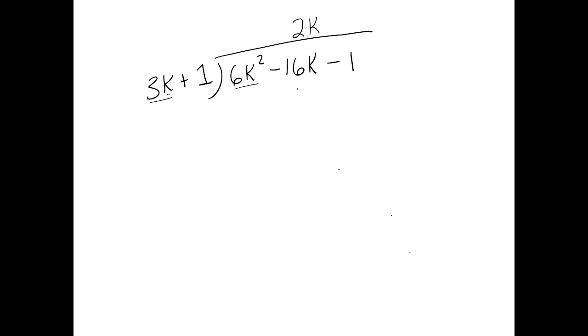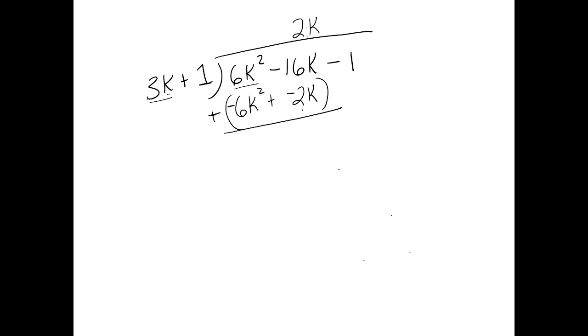So 2k times 1 is 2k. 2k times 3k would be 6k squared. Now I want to subtract that polynomial from the first part of my problem. Remember that when we put the subtract sign, that means I have to change the sign of everything in the parentheses. So I'm going to make that a minus 6k squared and a minus 2k. All right, so I've just gotten rid of my minus sign out here.